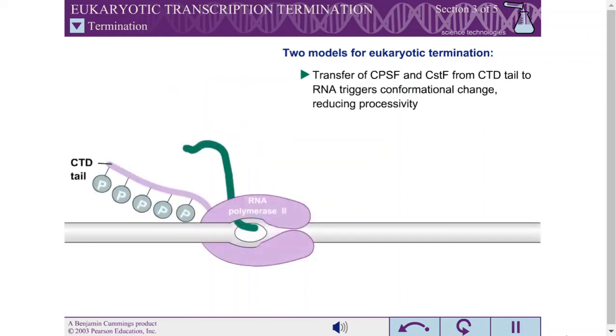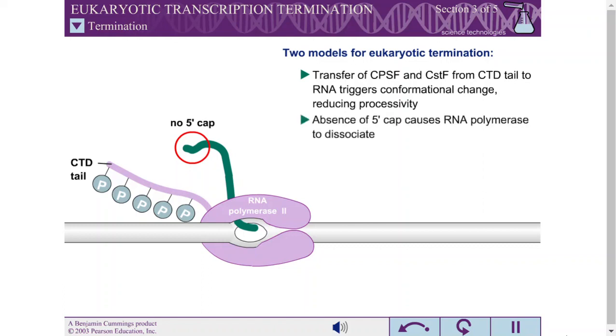The enzymes necessary for 5' capping are displaced during elongation, so the second RNA molecule does not form a 5' cap. The second model for eukaryotic termination states that it is possible that the absence of a 5' cap on the second RNA molecule is sensed by the polymerase, causing the polymerase to dissociate.